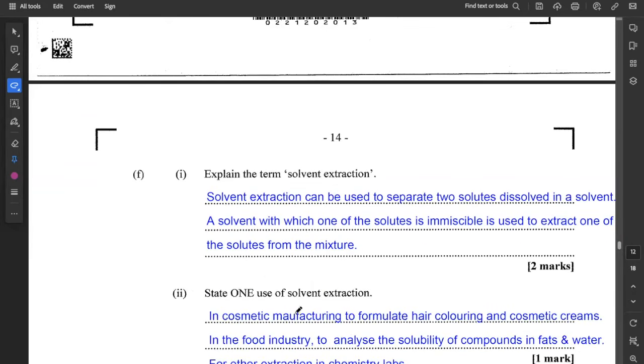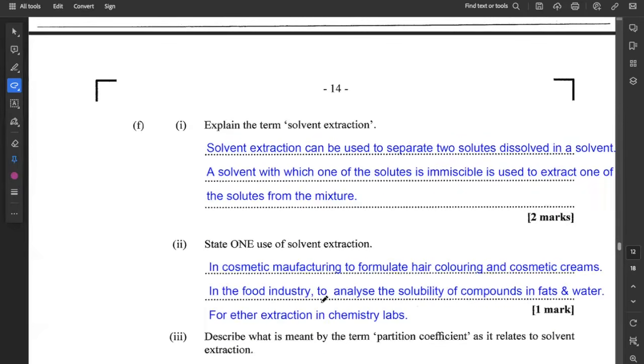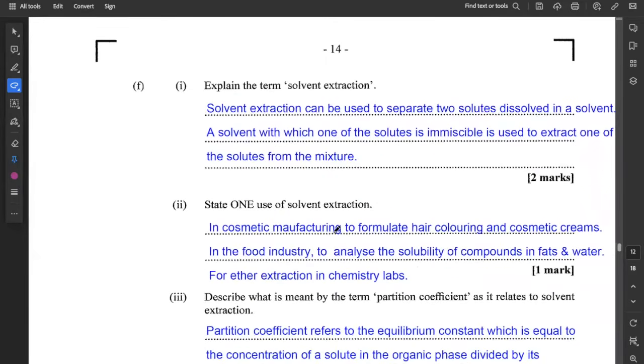So next they're asking us to state one use of solvent extraction. And we can say that in cosmetic manufacturing, we can use solvent extraction to formulate hair coloring and cosmetic creams, or we could say that we use it in the food industry to analyze the solubility of compounds in fats and waters, right? And we can use it for ether extraction in chemistry labs as well. And there are a host of other ways in which we can use solvent extraction. So just pick your favorite use of it, and you'll be good for this 1 mark here, okay?